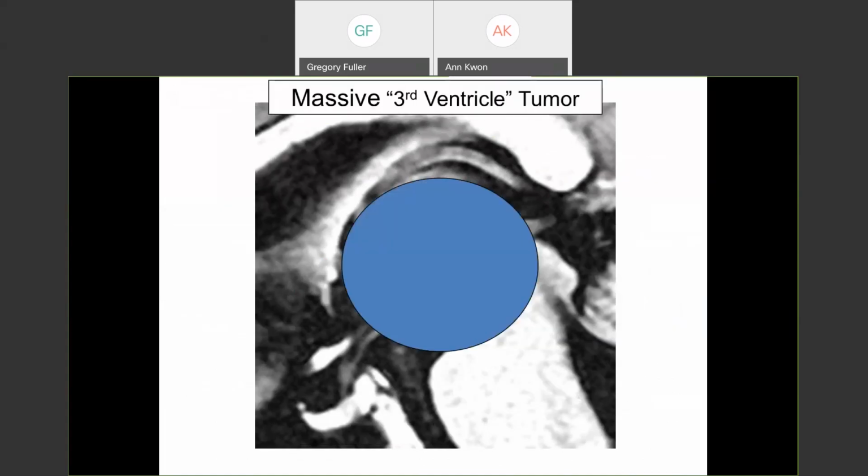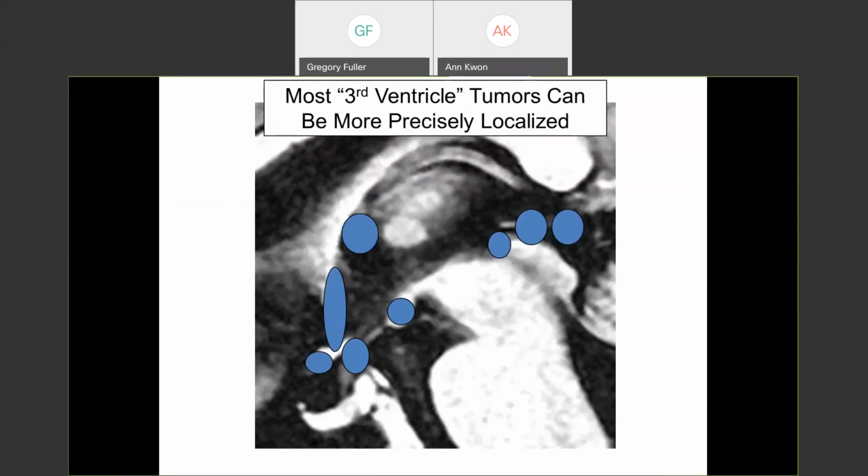Now, for a massive third ventricle tumor, it's going to be very difficult to tell where it originated, although most of the time you can tell whether it's anterior in general or posterior, pineal region in general, but it can be difficult. For smaller lesions, they can be much more precisely localized, and I've given several areas here which are highly suggestive of what should be number one on your differential diagnosis.